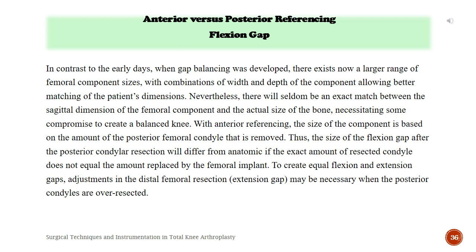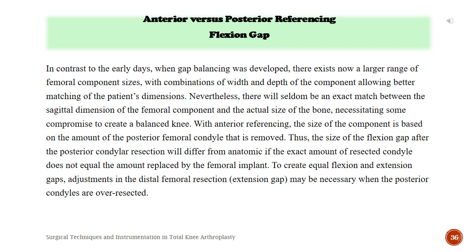In contrast to the early days, when gap balancing was developed, there exists now a larger range of femoral component sizes, with combinations of width and depth of the component allowing the better matching of the patient's dimensions. Nevertheless, there will seldom be an exact match between the sagittal dimension of the femoral component and the actual size of the bone, necessitating some compromise to create a balanced knee.